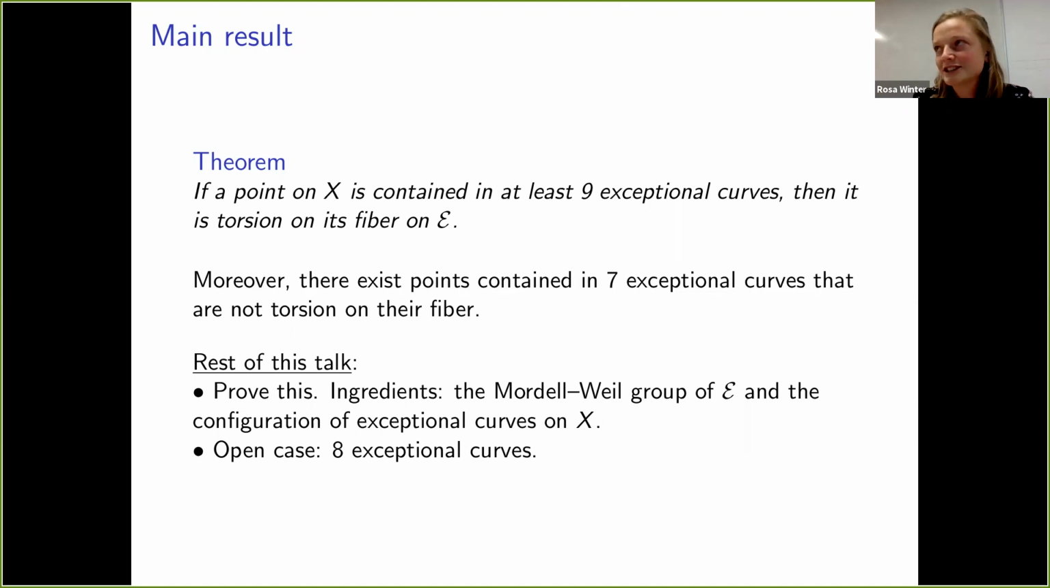So in characteristics 2 and 3, there are at most 10 exceptional curves intersecting. So this is almost the boundary, but it's not the maximum, which is also different from the Del Pezzo of degree 2 case.